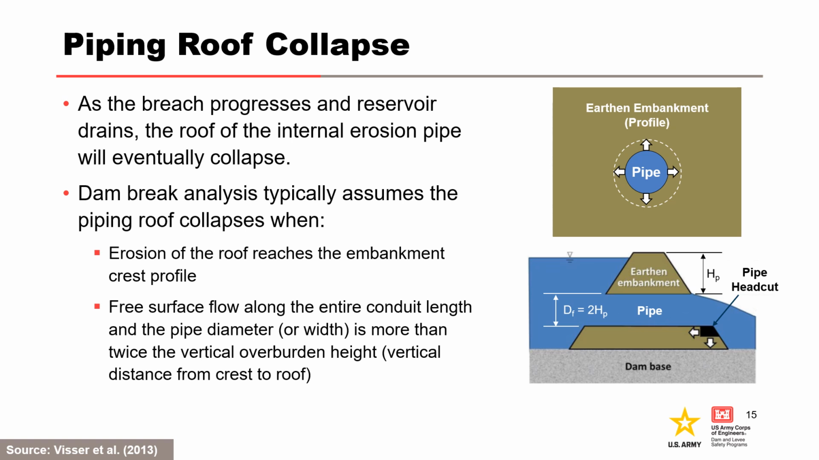As the breach progresses and the reservoir drains, the roof of the internal erosion pipe will collapse. Dam break analysis typically assumes the piping roof collapses when one of 2 conditions occur: erosion of the roof reaches the embankment crest profile, or free surface flow along the entire conduit length and the pipe diameter or width is more than twice the vertical overburden height, the vertical distance from crest to roof. The latter is illustrated by the figure on the lower right from the WinDam-C software documentation.